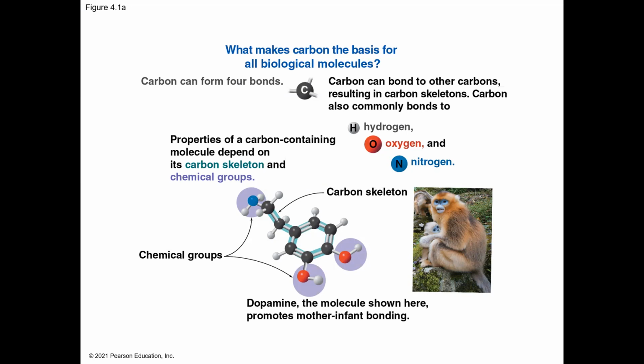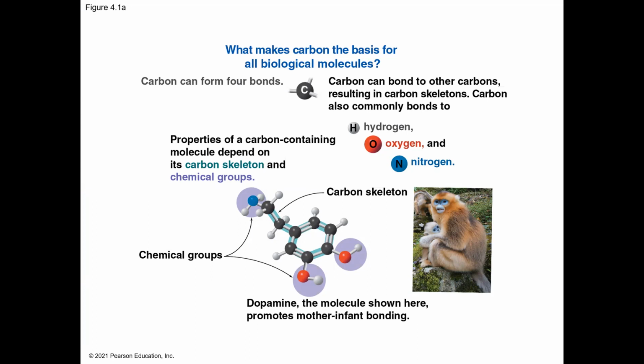Carbon has some key special features that are unique to the element. Carbon can form four bonds. It has four valence electrons, meaning that it needs four to have a full valence shell. And so, because it needs four, it's able to form four single bonds with other elements. So, carbon can bond to other carbons itself, resulting in carbon skeletons. And these carbon skeleton molecules are commonly bonded to hydrogen, oxygen, and nitrogen. And these skeletal molecules are what forms a lot of the basis for biological molecules.